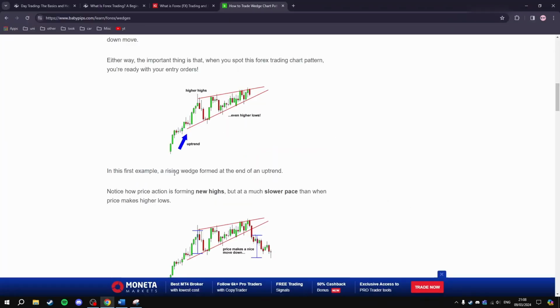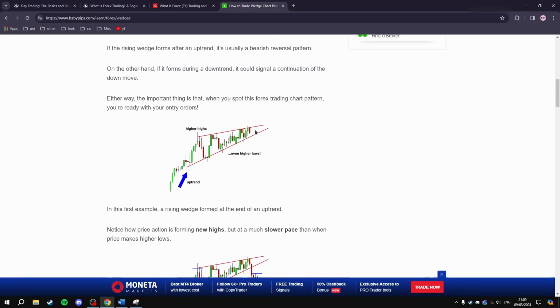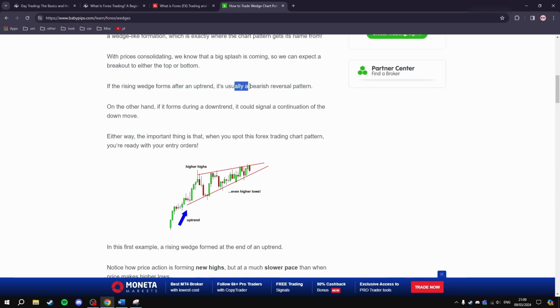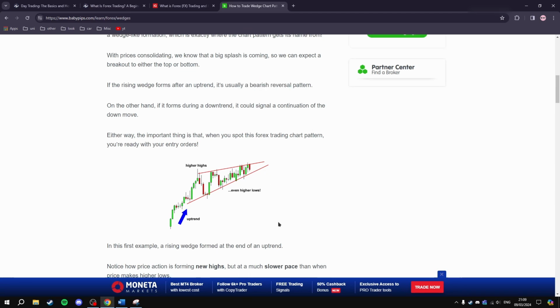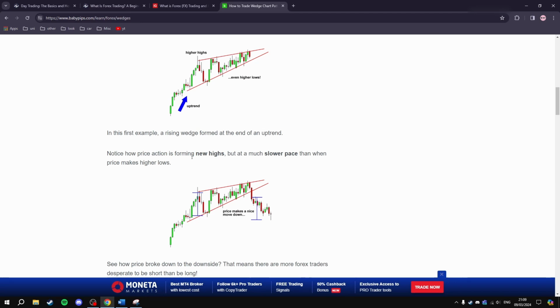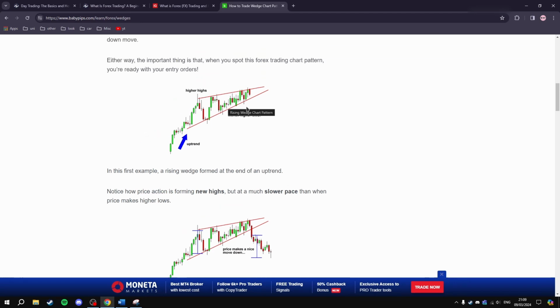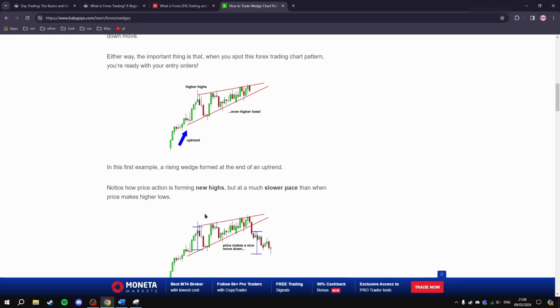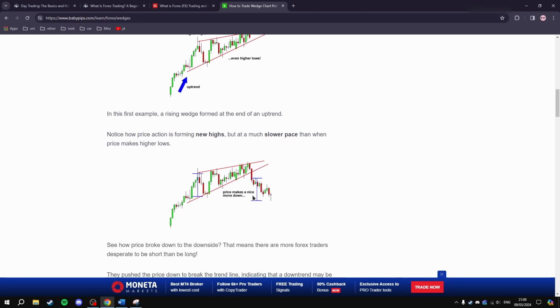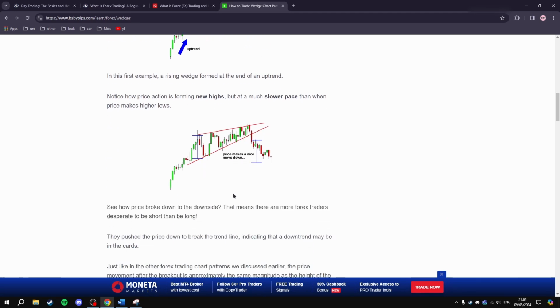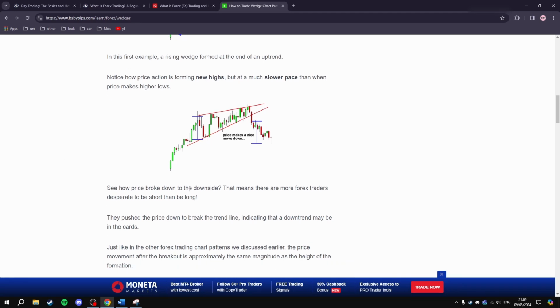In this first example, a rising wedge is formed at the end of an uptrend. So if it's an uptrend, it's usually a bearish reversal pattern, so it's going to drop down again. Notice how price action is forming new highs, but at a much slower pace than when the price makes higher lows. So new highs are like here, but then the higher lows are rising up here. Price makes a nice move down. See how price broke down to the downside? That means there are more Forex traders desperate to be short than be long.